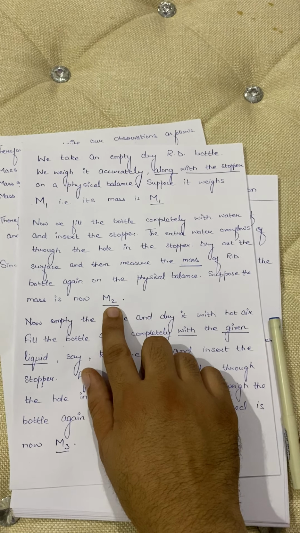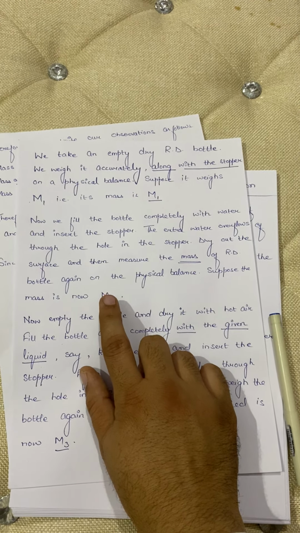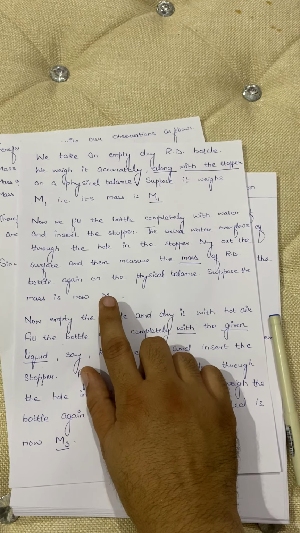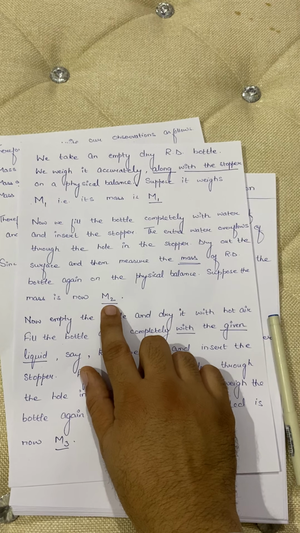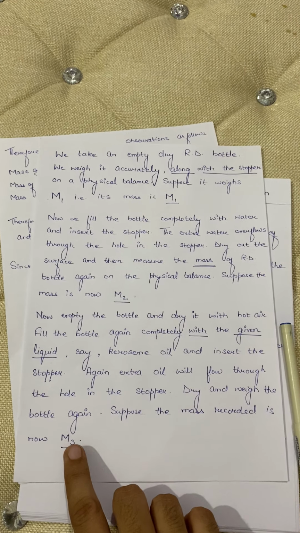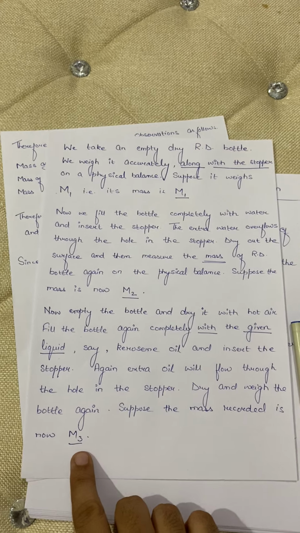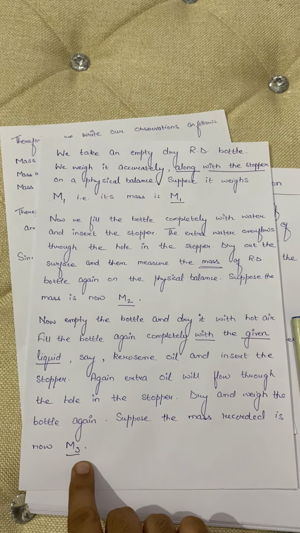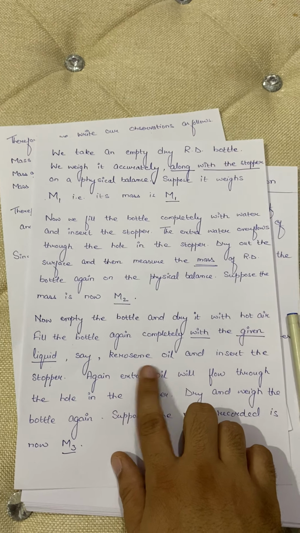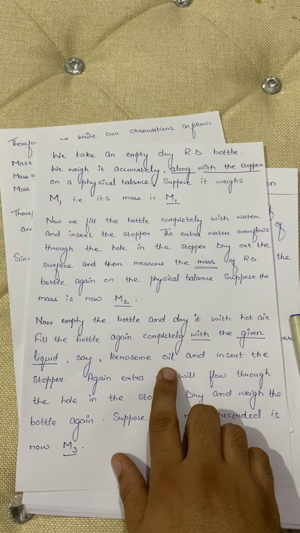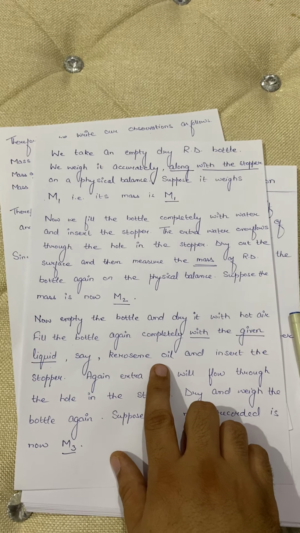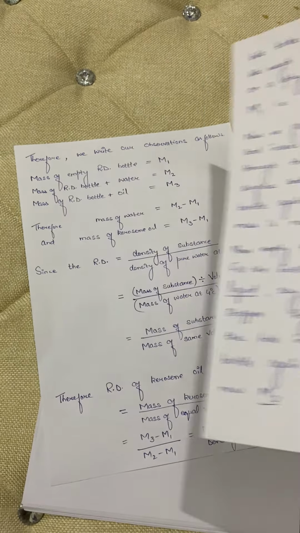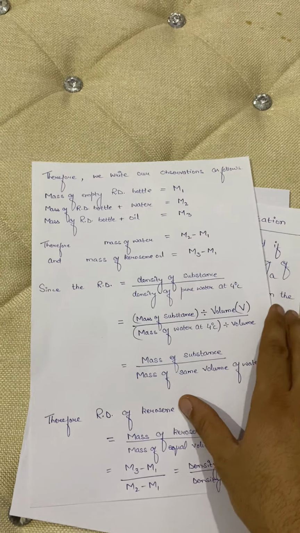This M2 is the combined mass of the empty density bottle plus the water that is filled inside it, while this M3 is the mass of the density bottle as well as the unknown liquid, which in this case is kerosene oil. We have taken the example of kerosene oil, we can take any other example also, no problem. Is it clear? So this is M1, M2 and M3.